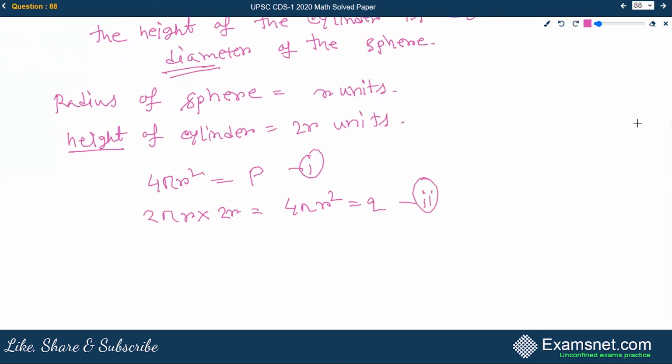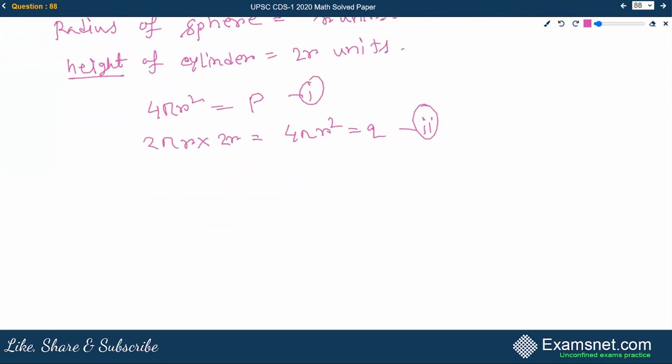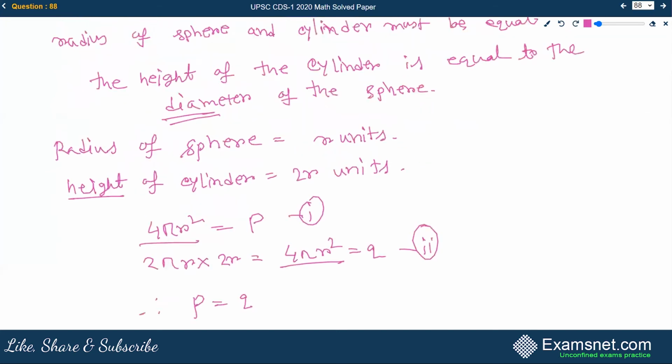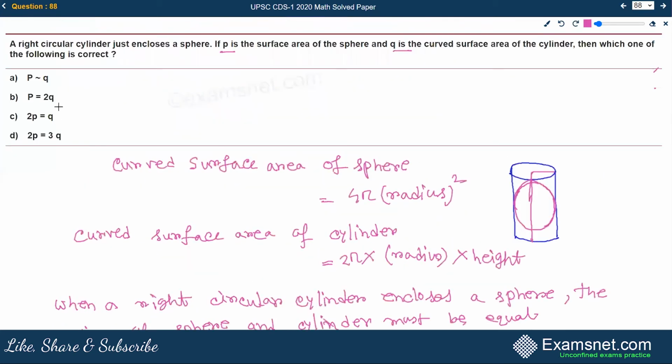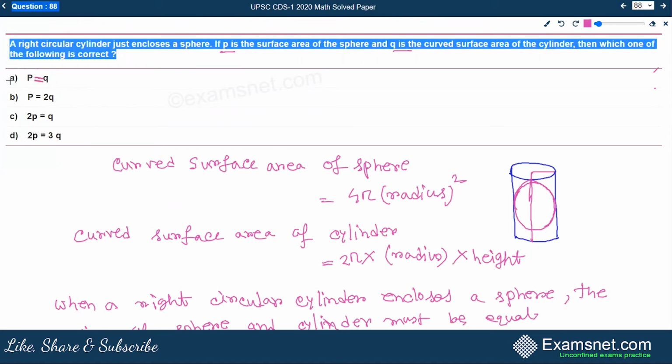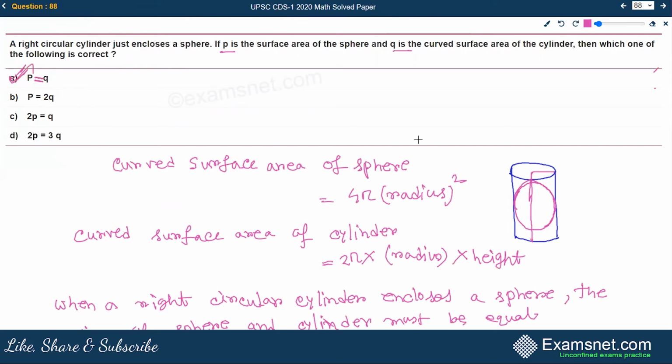Now from seeing the numerical values, we can see that P equals Q. Look at their values. They are giving us the same expression. Both are 4 pi r square. That means P equals Q. So here this must be an equal sign. Option A is the correct answer.